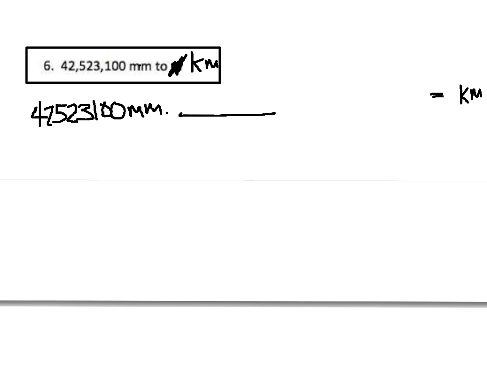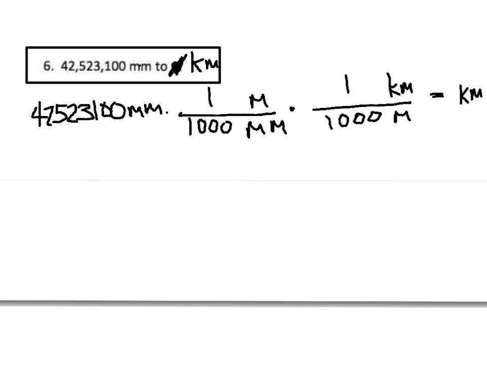Alright, so to convert from millimeters, I'm going to get rid of millimeters down here. And let's just go to meters. And let's do the same thing again. Meters over here to kilometers. So we are going to end up putting our conversion factors in here. 1 meter over 1,000 millimeters, 1 kilometer over 1,000 meters. So we have this big number, but we're going to divide it by 1,000 times 1,000, which is 1 million.